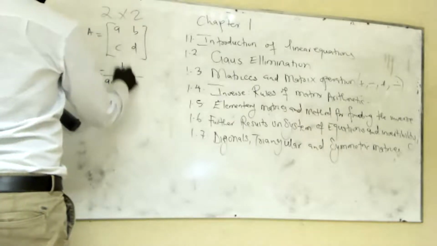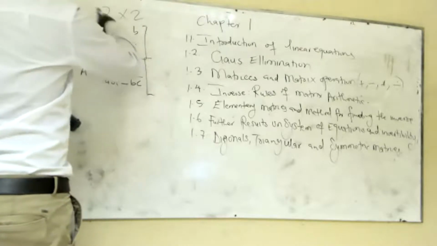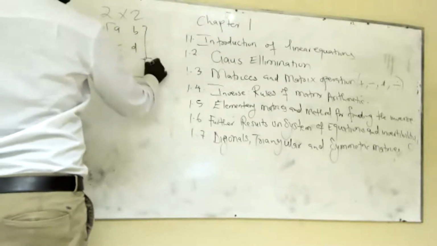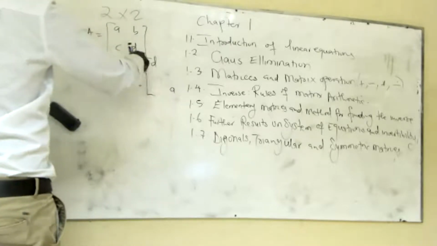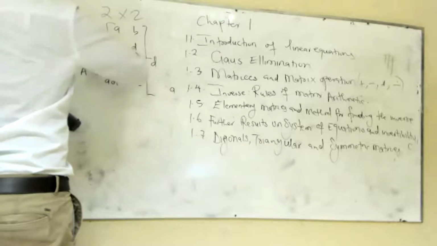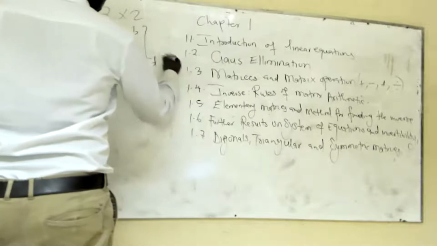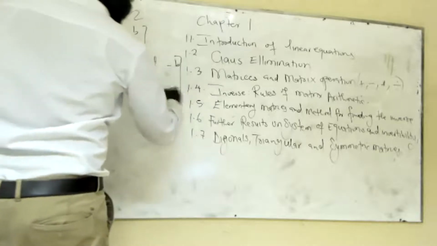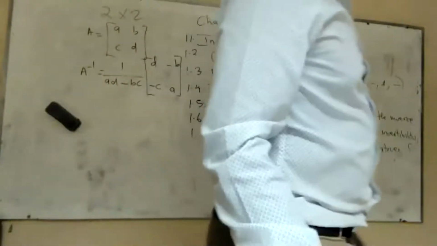So it's AD minus BC, into, and then you swap the positions for the diagonal. You're going to have A there, and then you swap this. Here you have D, and then you have A. Then the ones on the other diagonal, we put the negative. So it's negative B and then negative C. So this is how you're supposed to attain the inverse.